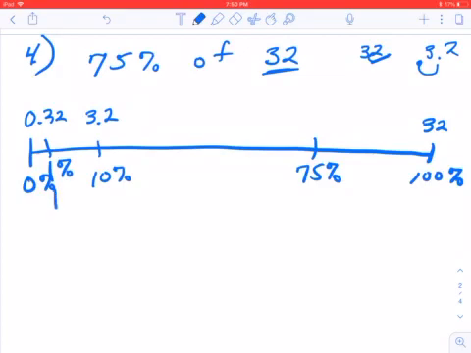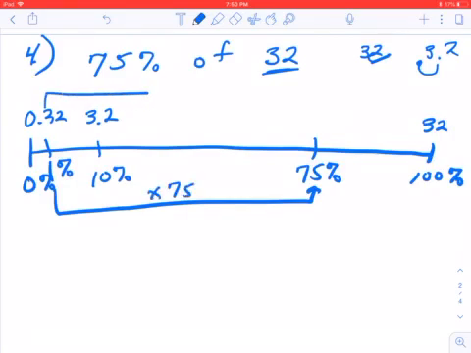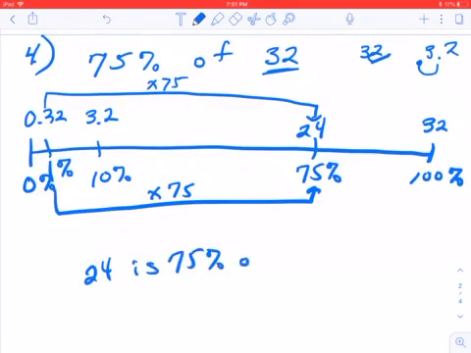Now we're ready to go. 1 times what makes 75? Well, obviously 1 times 75. So 0.32 is also going to have to get multiplied times 75. Take your calculator out. 0.32 times 75 equals, comes out to 24. So our answer is 24 is 75% of 32.